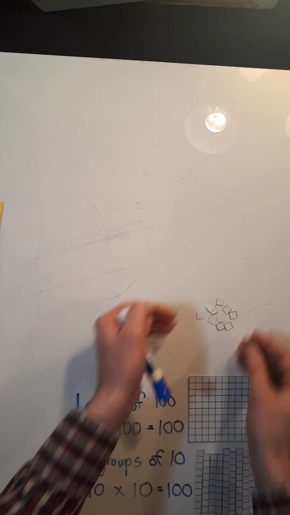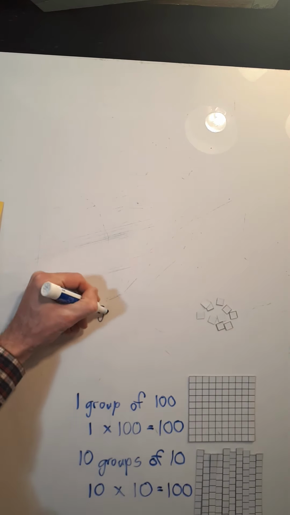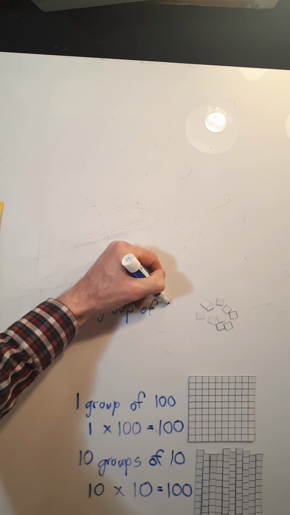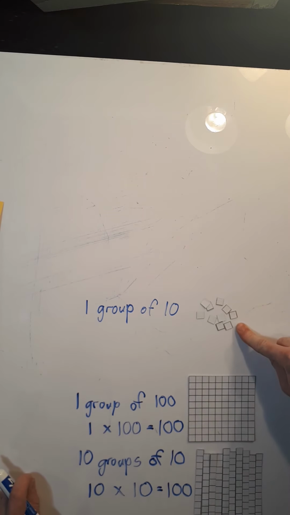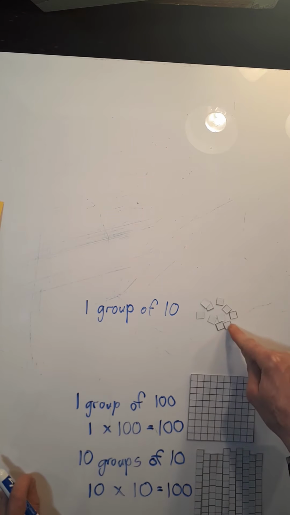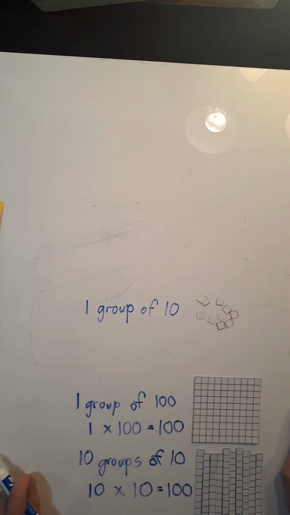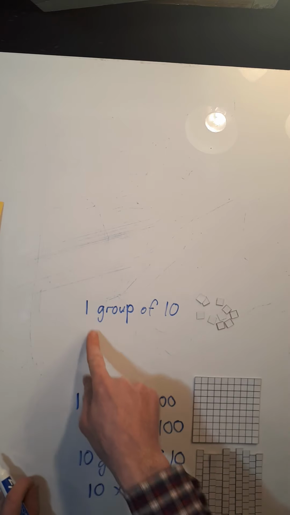So I can say I have one group of 10. But is that the same as this? Just look. It takes up a different amount of space. It's actually quite a bit smaller. So this one, we don't have a total of 100, but we can still write it as a multiplication equation like that. So let's try it.